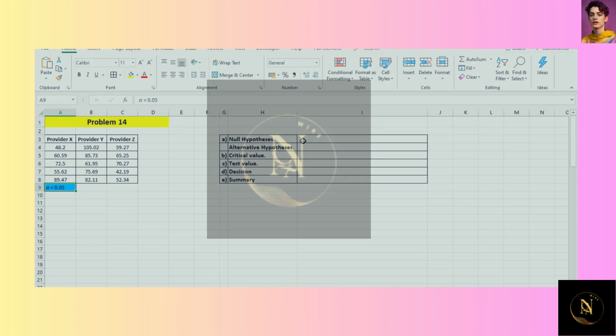So the first thing we need to do is to state the null hypothesis and the alternative hypothesis. And since there are three factors, then we'll have three means. And that means that the null hypothesis will be mu1 equals mu2 equals mu3. Say that all the means for the three providers are equal. The alternative hypothesis is that at least one mean is different from the others.